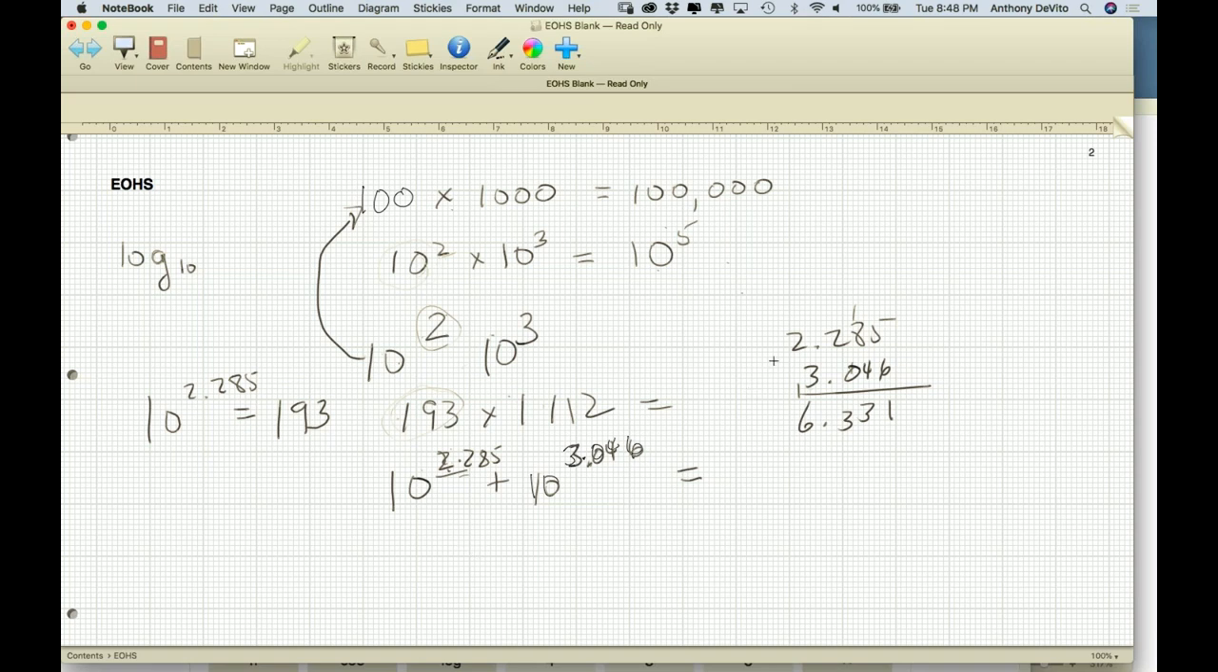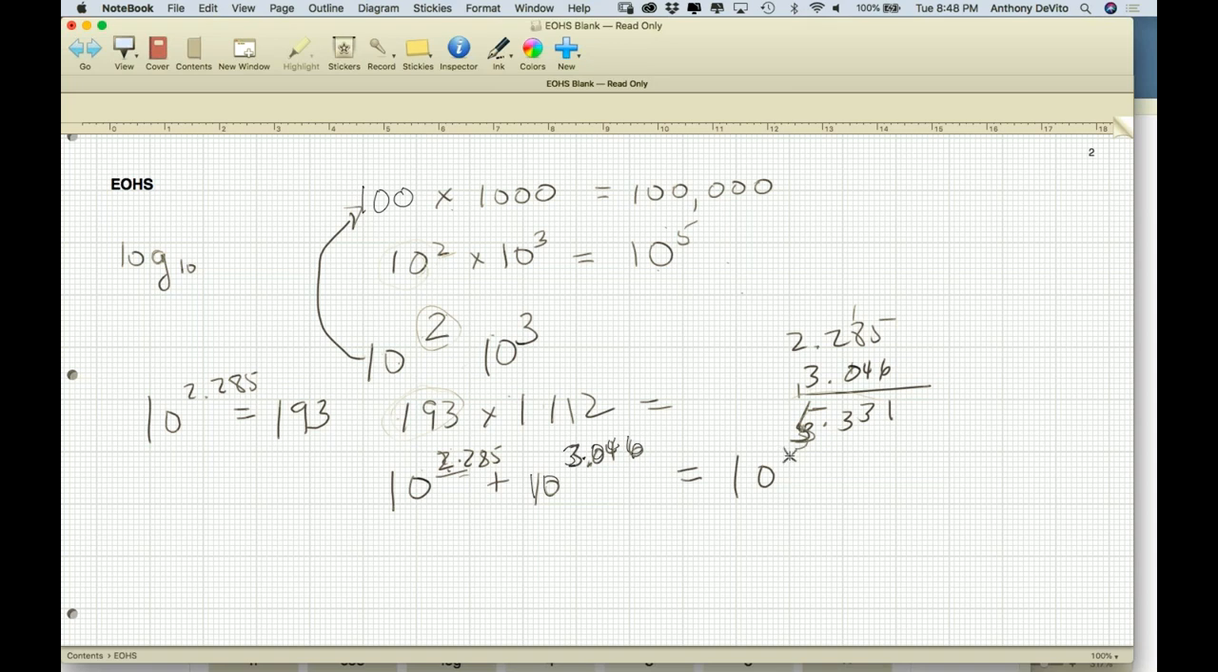That's my logarithm, which represents my five. Then I carry, oh, no, you're right, I don't carry. Okay, good. Thank you. I told you I make mistakes like that all the time.